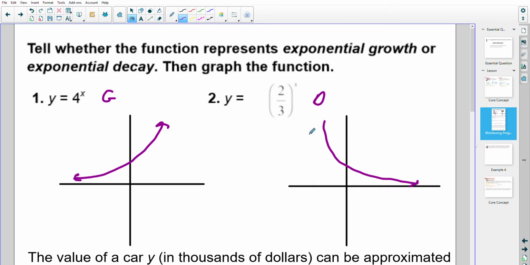So what are the numbers as you go ahead? If I put 0 in for x, the 0 power is 1, so you know that that's going to be 1 point. And if you put 1 in for x, you end up getting 4. So there's another point. Similarly here, you put 0 in for x, you get 1. You put 1 in for x, and you're going to get 2/3.